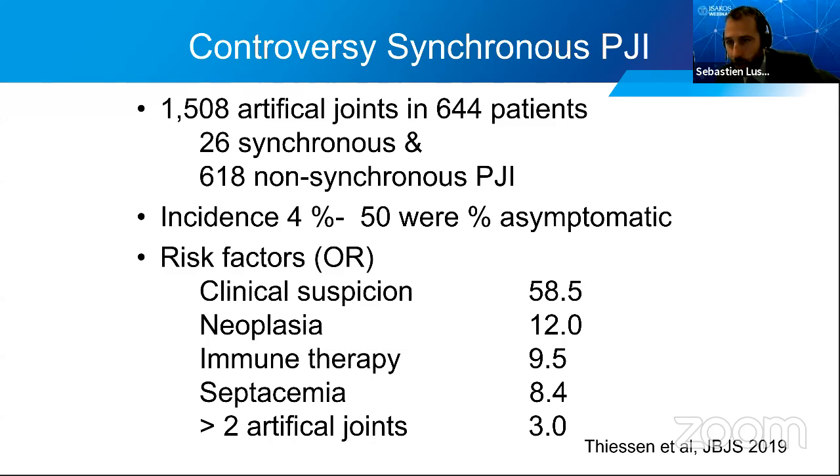And as you mentioned, Nico and Philippe and Sam, clinical suspicion is the main factor. But if you get a patient with immune therapy or neoplasia, or who is fragile, it might be relevant to aspirate the other knee, but the main criterion is the clinical suspicion. So that's completely correct.